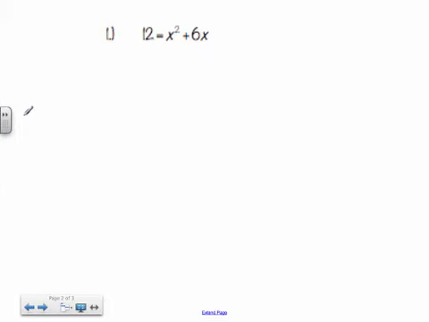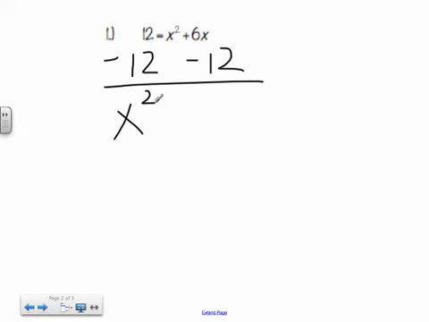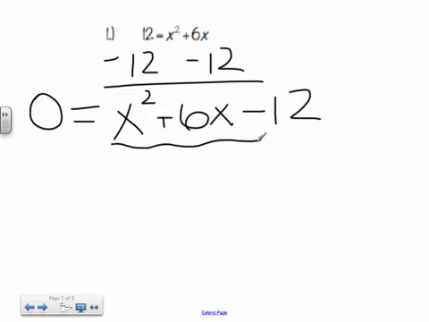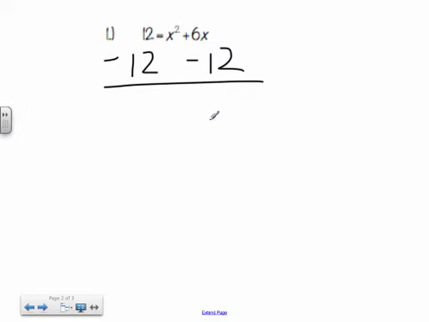So I would normally subtract 12 from both sides, and then I would end up getting x squared plus 6x minus 12 is equal to 0. Then I would try to factor this expression right here, but unfortunately it's not factorable because I cannot find two numbers that multiply together to give me negative 12 and add up to give me 6. So what I would do instead is the process of completing the square.